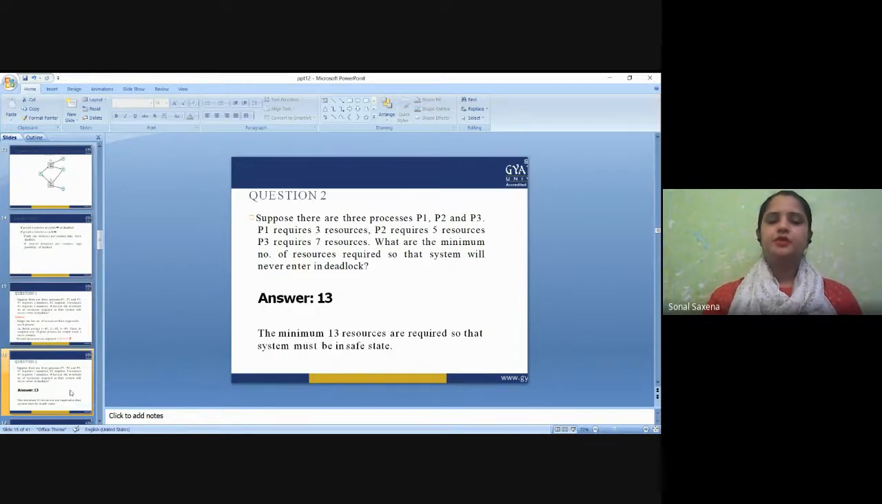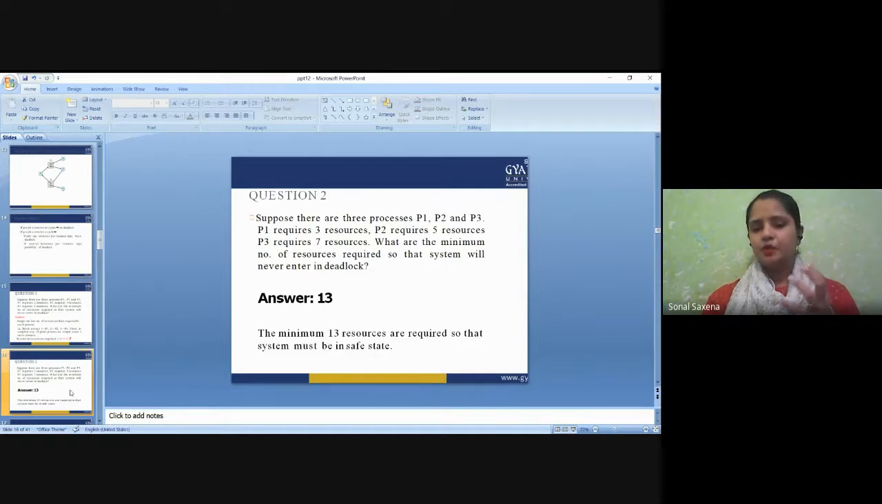Then let's say question number 2. Now suppose there are 3 processes, P1, P2, P3. P1 is requiring 3, P2 is requiring 5, and P3 requires 7. What are the minimum number of resources required so that the system will never enter a deadlock? I told you in the previous example, we are going to assign one less resource to all the requiring processes. So P1 requires 3, we are going to give it 2 only, right? Then P2 requires 5, I am going to give 4 only, right? Then P3 requires 7, I am going to give only 6, right?